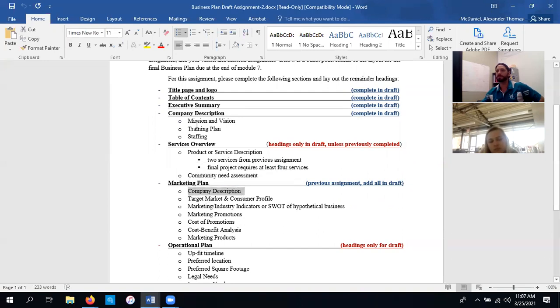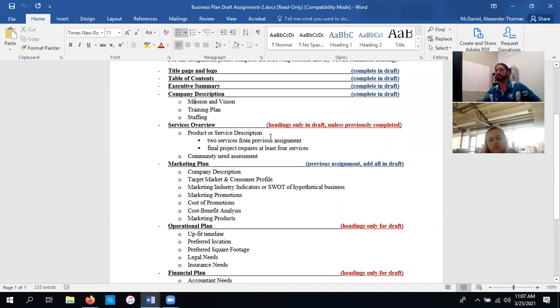You want to move this up to here. So here you should have company description, your mission, your vision, your training plan examples, and then your staffing. Who's going to be on your staff? These should all be level 1 headings. These are level 2 headings.